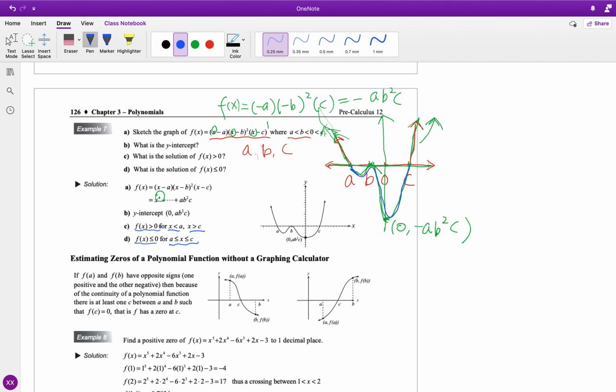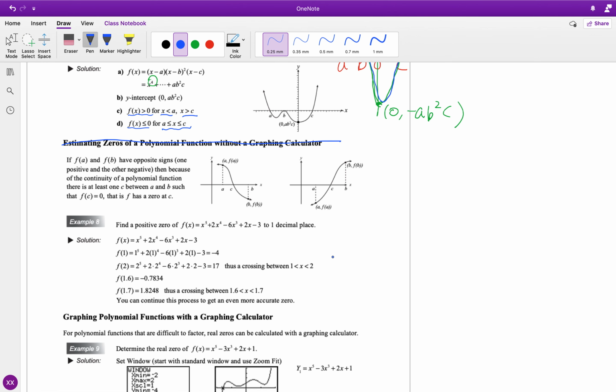All right, so I think that basically we have covered everything we need to cover for 3.2. Now, estimating zeros of a polynomial function. This one, we do not need to worry about it. So don't worry about that. And graphing polynomial function with a graphing calculator, we don't use graphing calculator anymore. We're just using the graphing software. So don't really worry about this either.